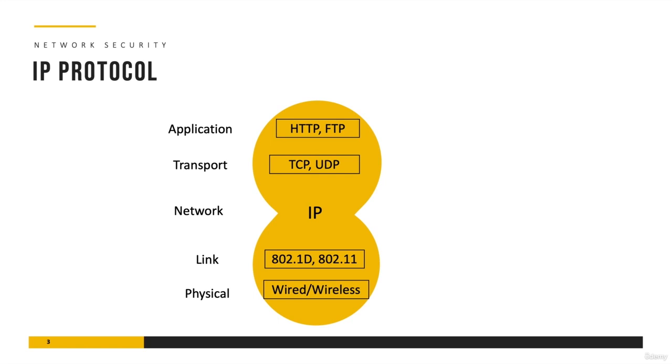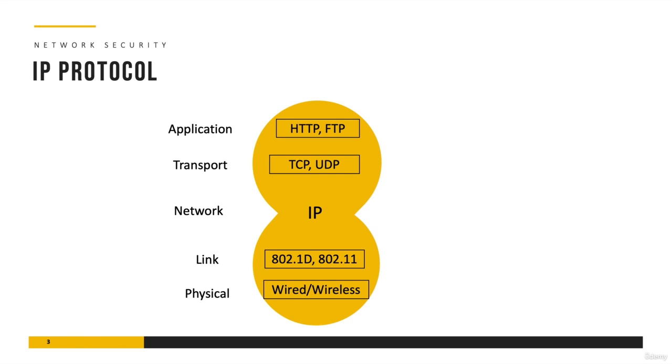For the bottom layers, we have the same scenario. At the link layer, we have wired and wireless protocols. And for the physical channel, we also have protocols which communicate over the wired medium or the wireless medium. However, at the network layer, the key protocol that is used is the IP protocol. We do have another protocol called ICMP, Internet Control Message Protocol. However, that protocol is mainly used for error reporting. But for the core routing, it is the IP protocol.